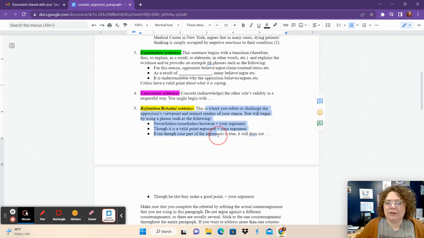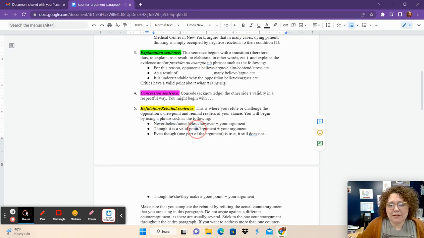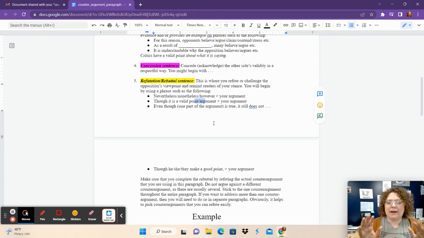My rebuttal is going to come back and say something like, nevertheless, or however, even though that is a valid point, they're not considering all this research that's been done. They're not considering what happened here. I'm talking directly back to what's in that counter. So you're having an actual conversation with the counter in this one paragraph. And again, you're not saying I within it or anything like that. You're talking to the audience and why the audience might disagree.